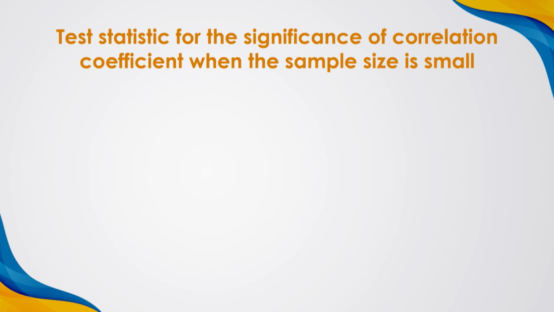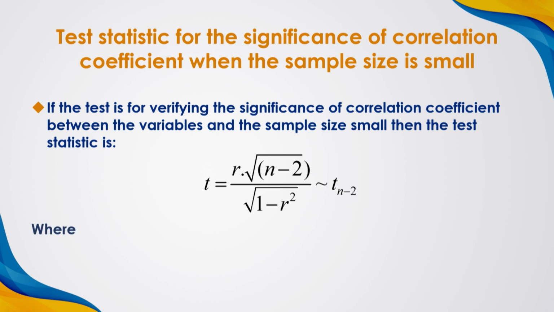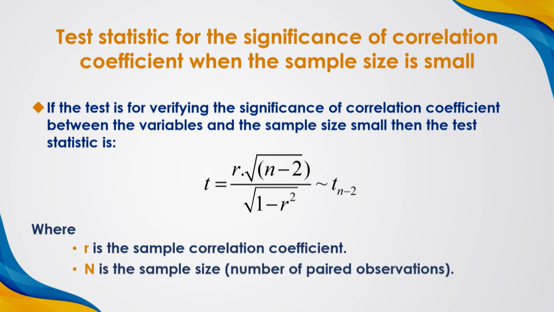Test statistic for the significance of correlation coefficient when the sample size is small, again it is a t distribution. If the test is for verifying the significance of the correlation coefficient between the variables and the sample size is small, then the test statistic is t, which is defined as r root of n minus 2 by root of 1 minus r square, which follows t with n minus 2 degrees of freedom, where r is the sample correlation coefficient and n is the sample size.